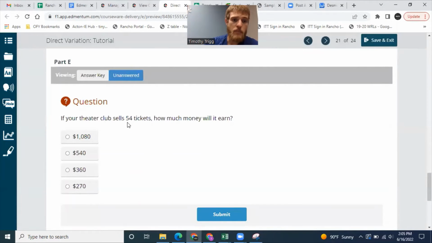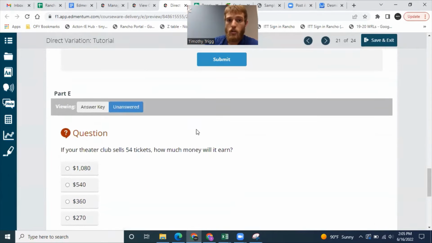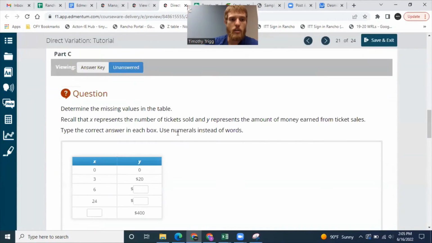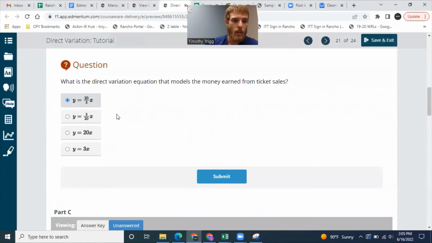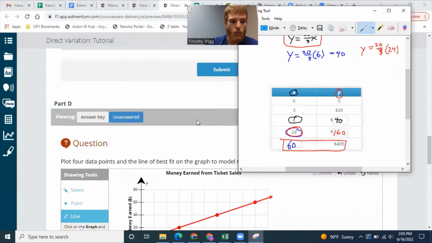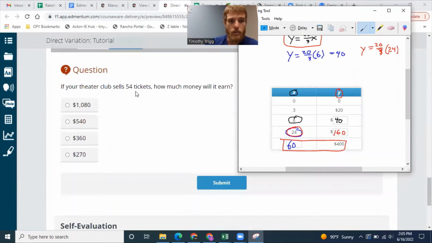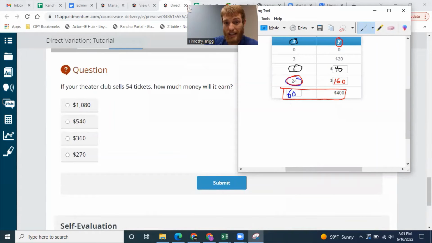If your theater club sells 54 tickets, how much money will it earn? So again, I could use the same equation we had from before. That's this one, y equals 20/3 x. So what we're going to do, instead the x value is going to be 54 because it's 54 tickets. So it's essentially like this again, except here we're looking for an x value of 54 and we want to find the y value. So treat it like another one of these problems essentially.